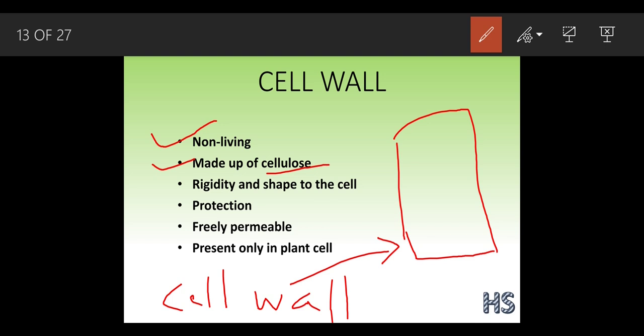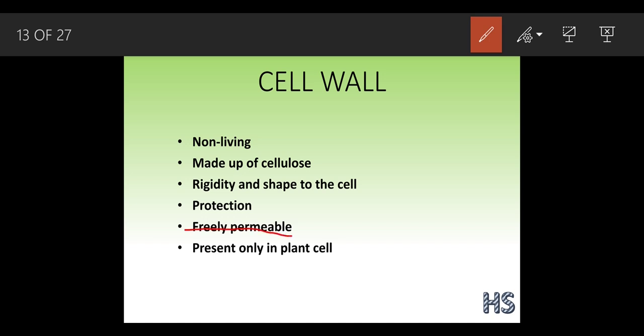This cell wall gives rigidity and shape to the cell. Rigidity means toughness, strength, how turgid this cell wall is. The more the turgidity, the stronger the shape of the cell is. As it is rigid in nature, it helps in protection also, because it is very strong. It is freely permeable. Freely permeable means it is going to allow every substance to diffuse in.